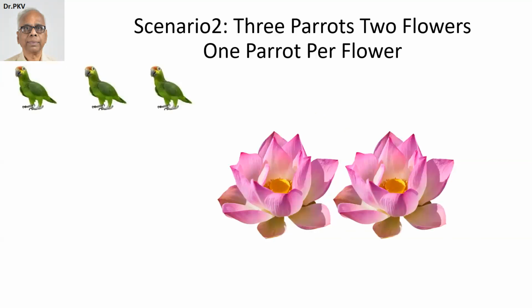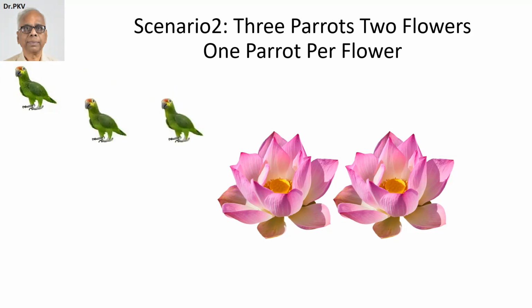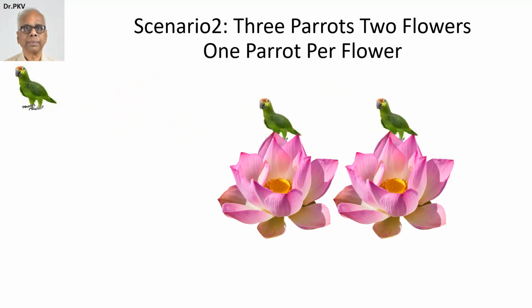Then we must have the next scenario, three parrots and two flowers, because we said the number of parrots must be more than the number of flowers. The next possible solution, which we should explore, is three parrots and two flowers. Supposing one parrot per flower scenario is now tried. If one parrot occupies one flower, then one parrot is left out, condition is fulfilled.